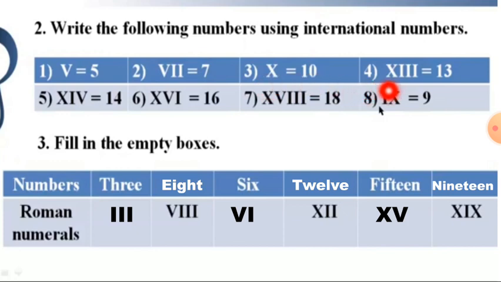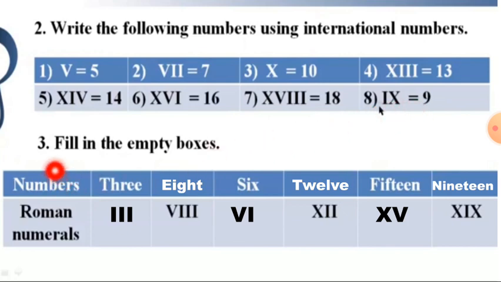Fourth, XIII. The value of this will be 13. Then fifth one, XIV. The value of this is 14. Sixth one, XVI. The value of this is 16. Seventh one, XVIII. This value will be 18. Then eighth one, IX. The value is 9.